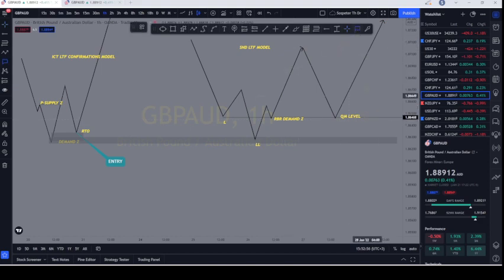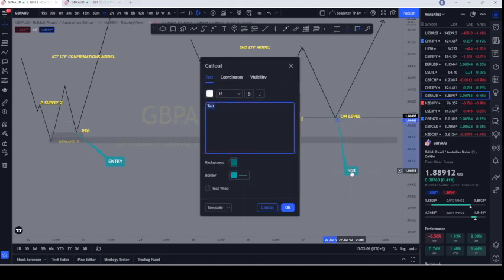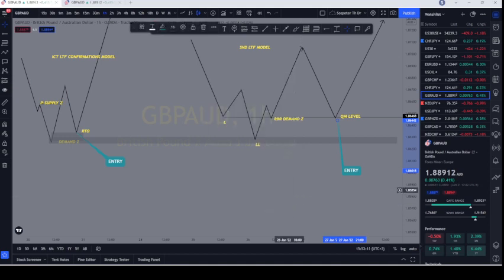I like the S&D model because it has more confluences. The ICT model doesn't have so much confluence, so I prefer this one. You see this zone, it has this demand zone, it has this low, so the zone is more significant than these. You see, this is only an order block, and then a return to that order block. Nothing is supporting it. So I like this one because it has more confluences.